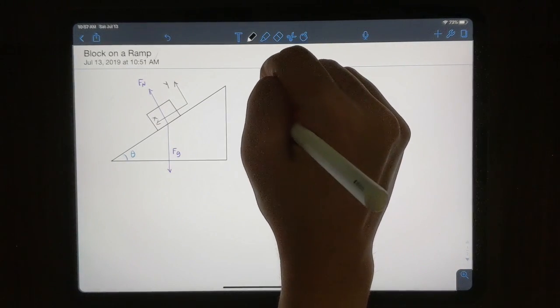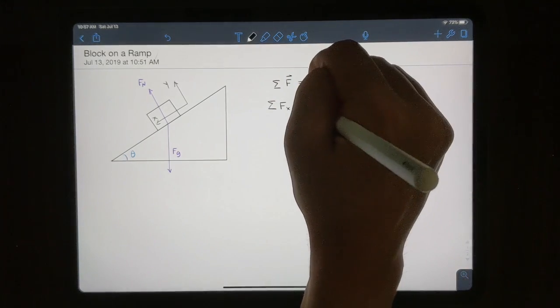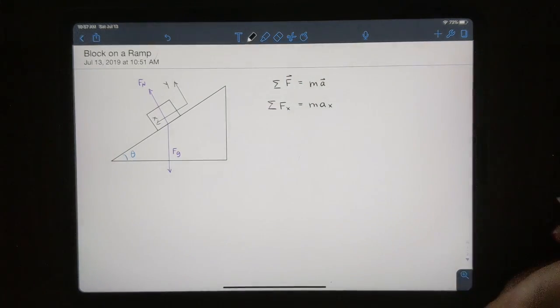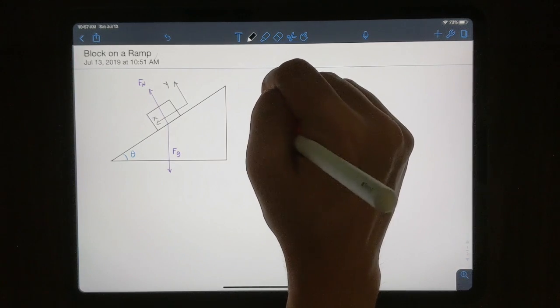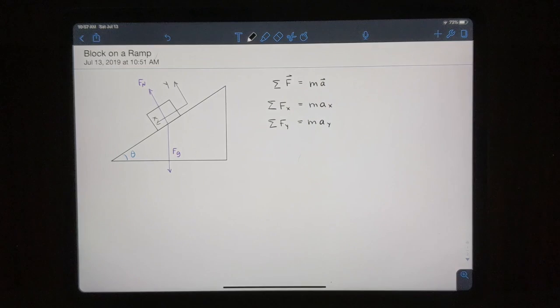So what I can do is say that the sum of the forces in the x direction is the mass times the acceleration in the x direction, and the sum of the forces in the y direction is equal to the mass times the acceleration in the y direction.